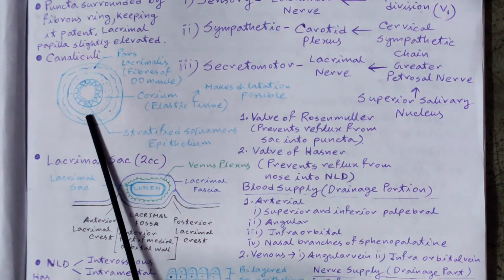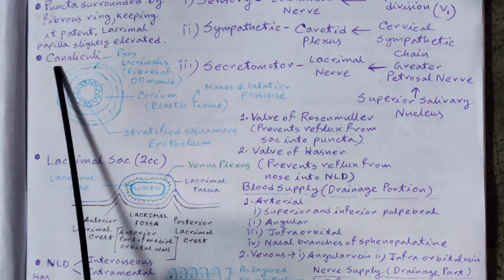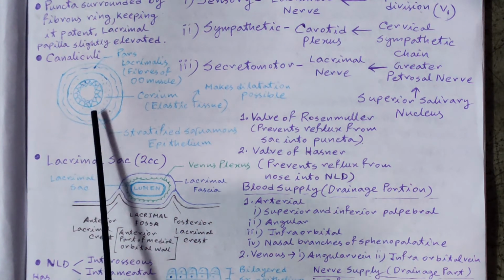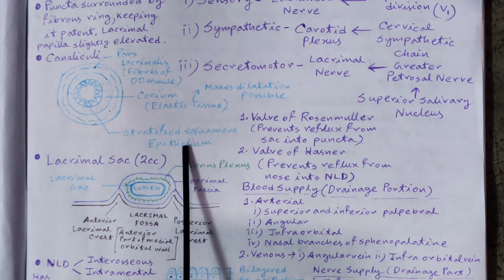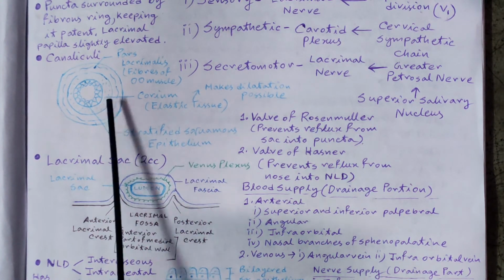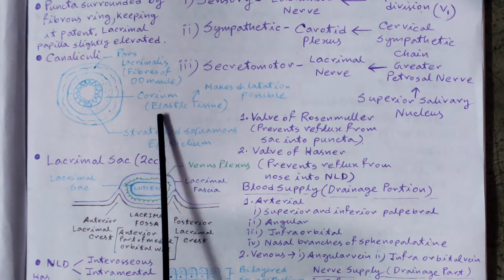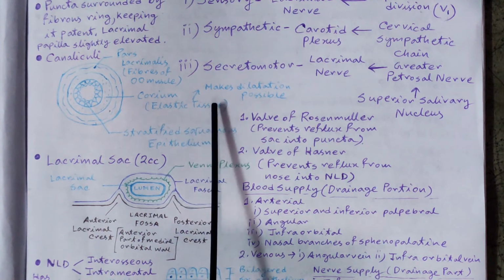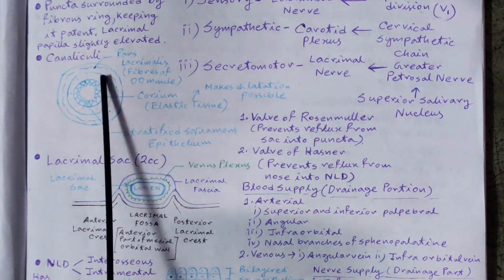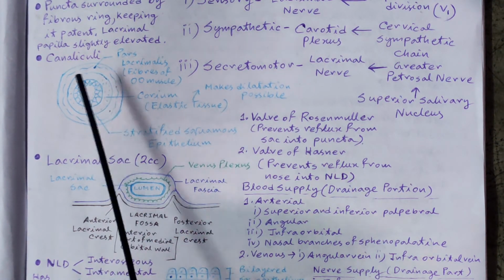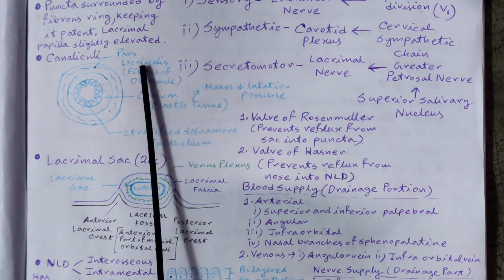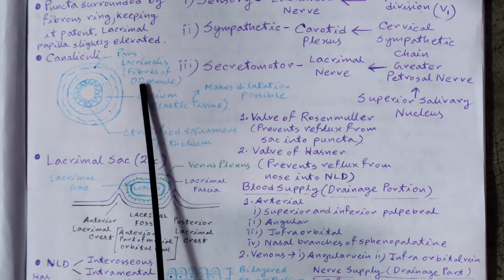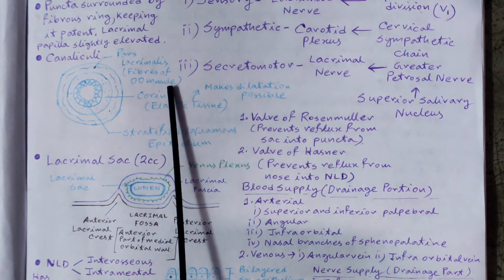Now we come to the histology. The histology of the canaliculi consists of stratified squamous epithelium as the most internal layer. Beyond that, there is the corium, which is actually elastic tissue which makes the dilatation of the canaliculus possible. And the most outward portion is the pars lacrimalis, which is actually the fibers of the orbicularis oculi muscle.